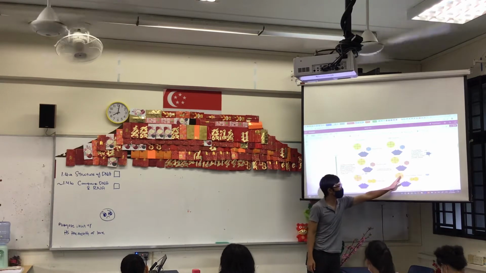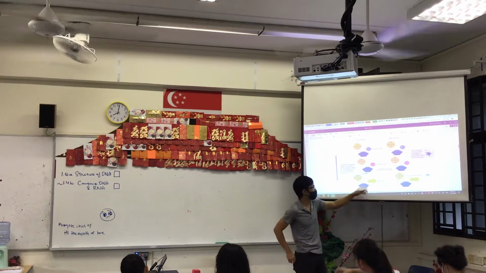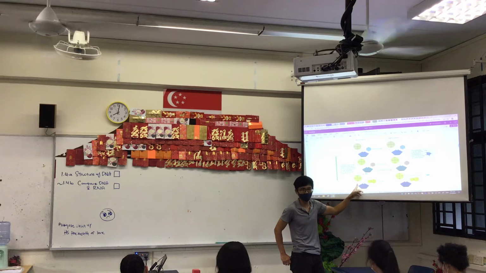Okay, so on the right hand side is what it looks like if you join many nucleotides together. What I expect you to know is that they join at carbon 3 and a phosphate group that is at carbon 5.